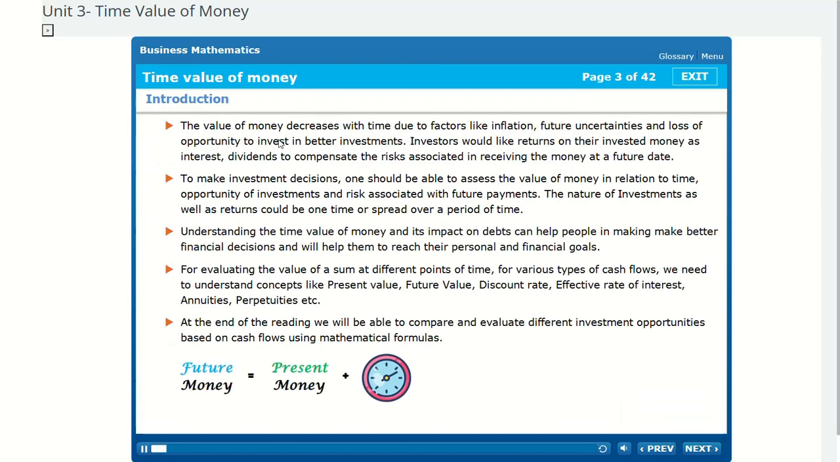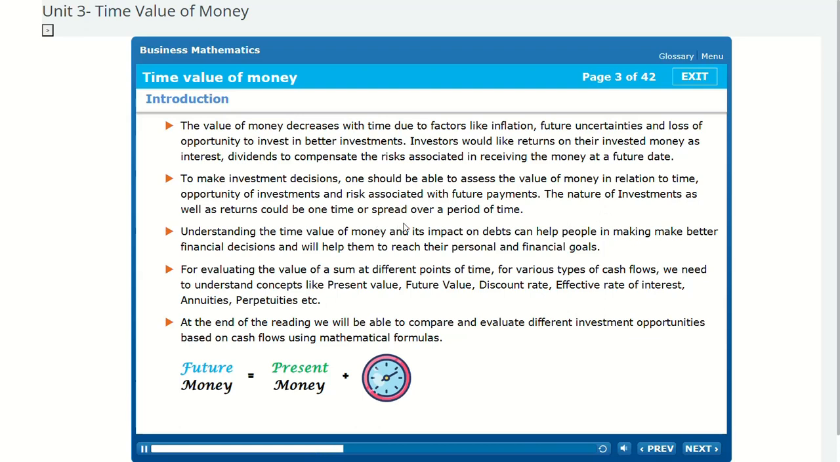Introduction. The value of money decreases with time due to factors like inflation, future uncertainties and loss of opportunity to invest in better investments. Investors would like returns on their invested money as interest or dividends to compensate for the risks associated with receiving the money at a future date. To make investment decisions, one should be able to assess the value of money in relation to time, opportunity of investments and risk associated with future payments.